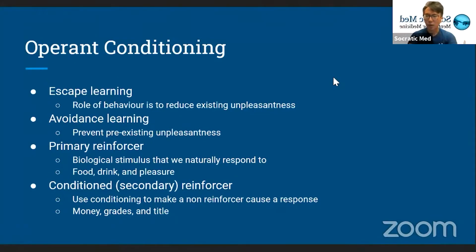Because we learned that money is valuable and grades are valuable, we work hard for money and we work hard for grades, because we learned that those are important in life. But someone who has no concept of money or grades would not work just because we tell them they're going to get a lot of money or a lot of grades. So that's something we learned. It's conditioned, while a primary reinforcer is just something that humans and animals naturally respond to, like the basic biological needs that we have.